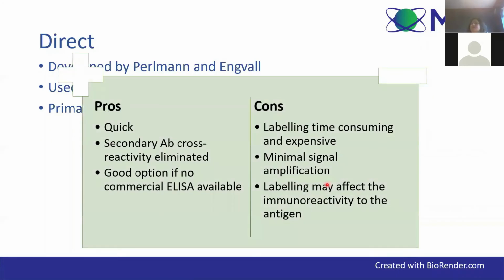So some pros for this: obviously it's quick because you're only doing one incubation with just the primary antibody. There's no secondary cross-reactivity with the secondary antibody. It's also a really good option if there's no commercial ELISAs available.